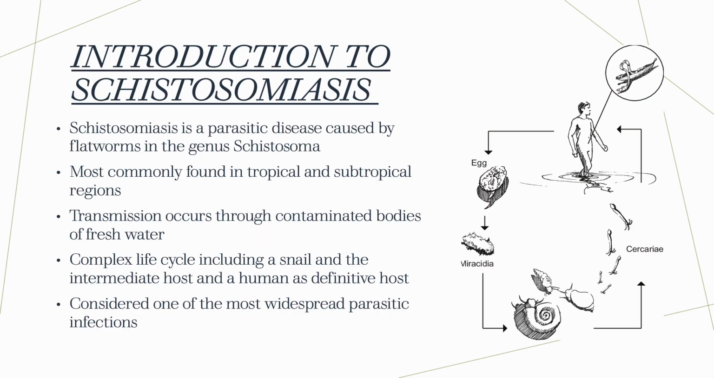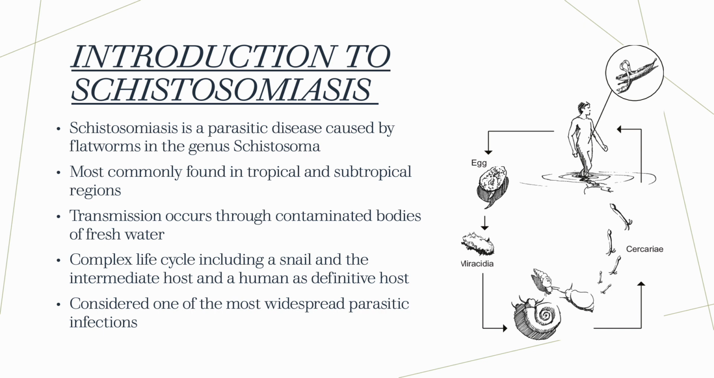We are going to start with a brief introduction to schistosomiasis. What exactly is it? Schistosomiasis is a parasitic disease caused by a flatworm from the genus Schistosoma. It is predominantly found in tropical and subtropical regions where it affects over 200 million individuals worldwide. The disease is particularly prevalent in sub-Saharan Africa, but also can be noted in South America, the Caribbean, the Middle East, and Asia.